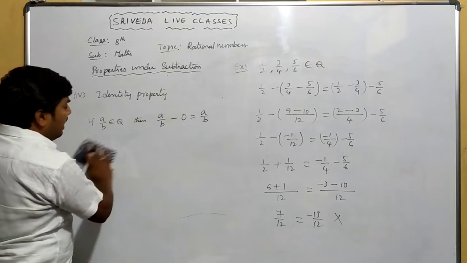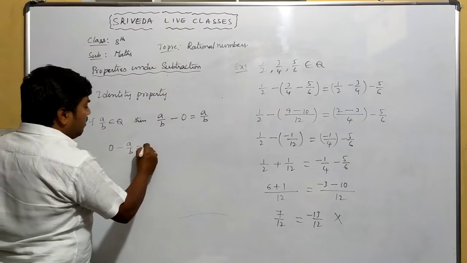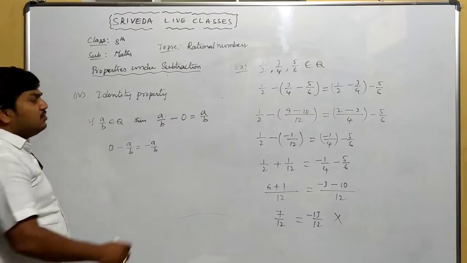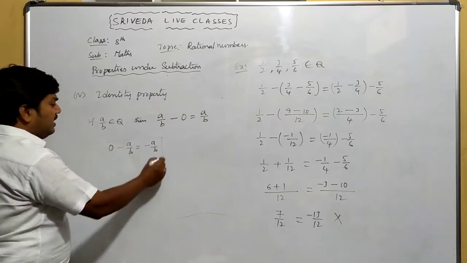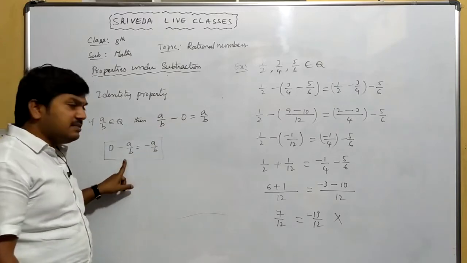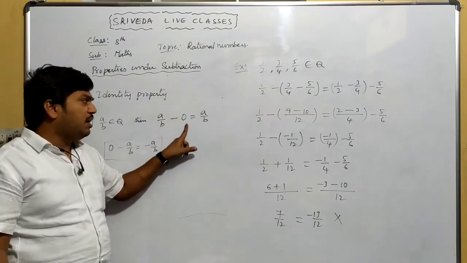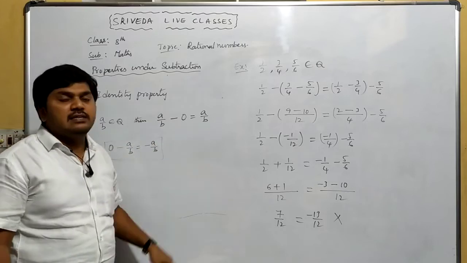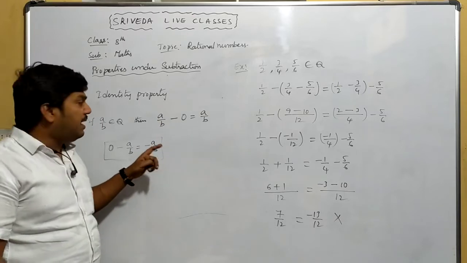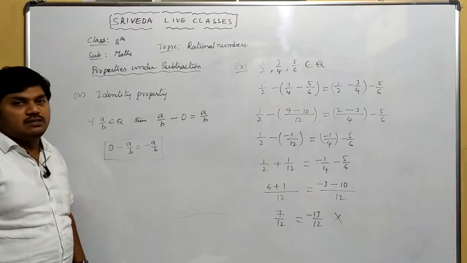Okay, so this is called identity property. But if it is 0 minus A by B, it equals minus A by B, we will get. So that's why it is not satisfied, but sometimes it exists. Only in this case it is satisfied, but in this case it is not. Okay, understood? A by B minus 0 equal to A by B, only in this case it is identity. Here the identity property is satisfied, but 0 minus A by B equal to minus A by B, in this case it is not satisfied.